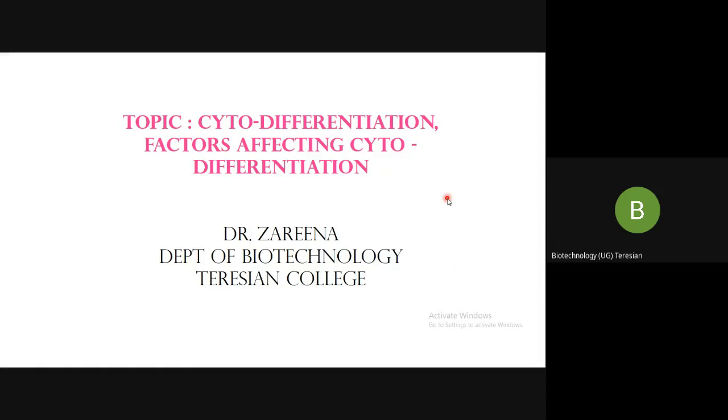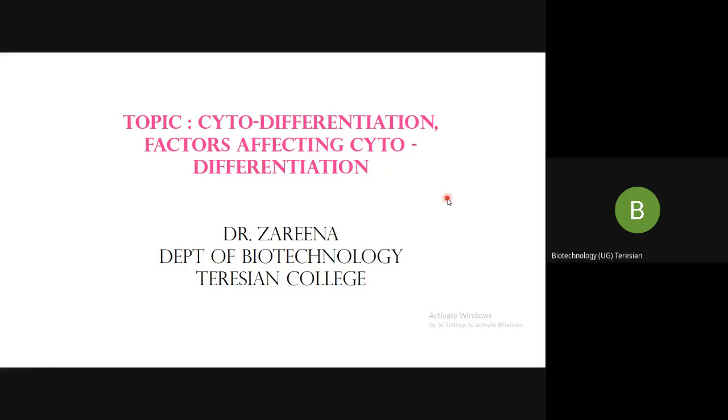Hello students, in today's class we shall study about cytodifferentiation and factors affecting cytodifferentiation. The basic event in development of eukaryotes is the formation of specialized cells, but sometimes unspecialized cells attain maturity to form and acquire special characteristics or functions that differ from their original type. This is called cytodifferentiation.